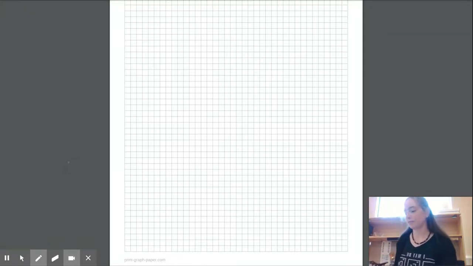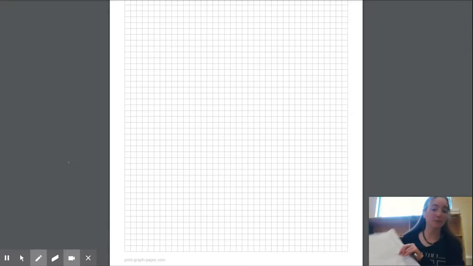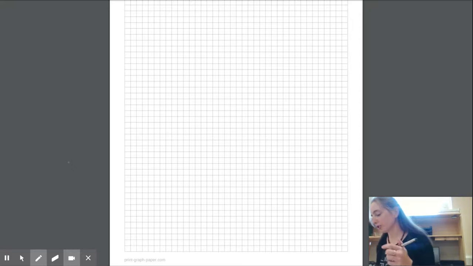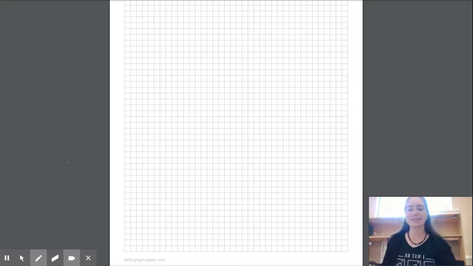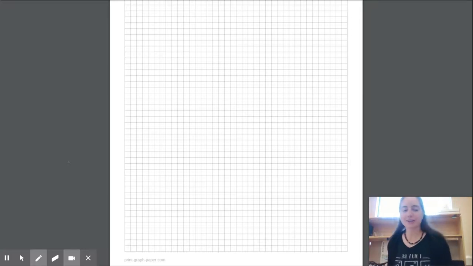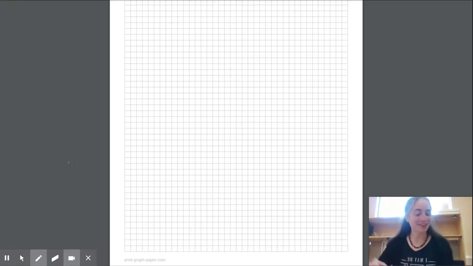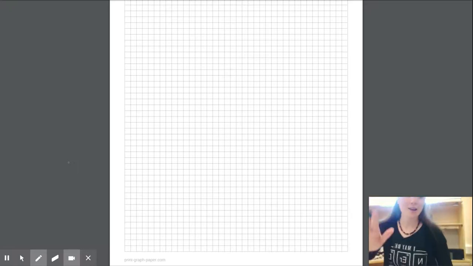Have your steps available too. When you look at your notes on the previous page, step 1 is selecting the axis. Your axis, remember, is our manipulated variable on the x and your responding variable on the y. When you look at your data table, how can we tell what is the manipulated and what's the responding? What values are changing, and how are they changing?